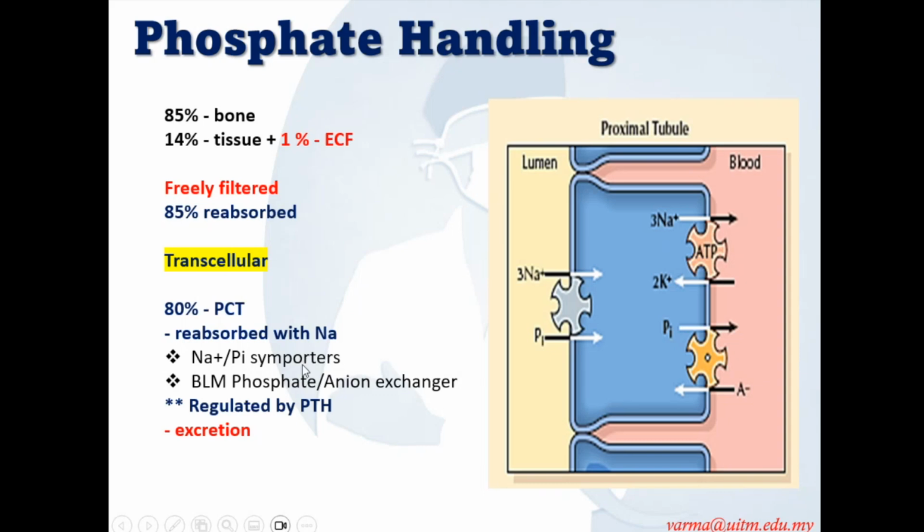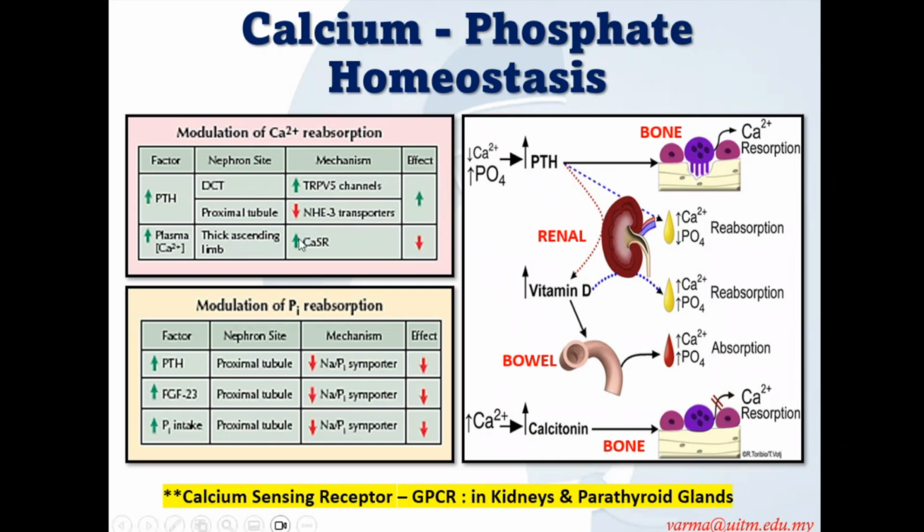Parathyroid hormone regulates calcium handling, where it reabsorbs calcium, whereas in phosphate handling, it excretes phosphate. Calcium is being reabsorbed, phosphate is being excreted under the parathyroid hormone influence. Another 5% in the DCT and CT. This is more than enough for phosphate. So calcium phosphate homeostasis, I'm not going to go into this in depth. You should know this. It comes under endocrine and everything.